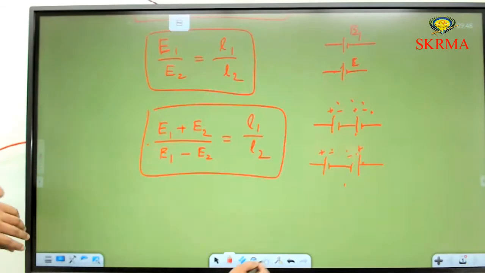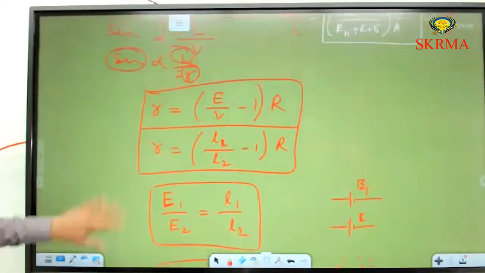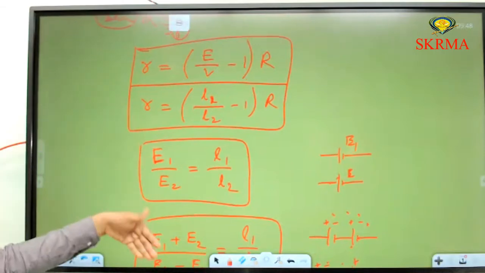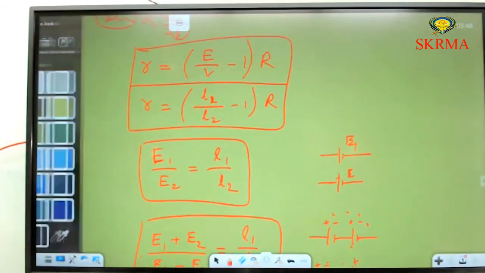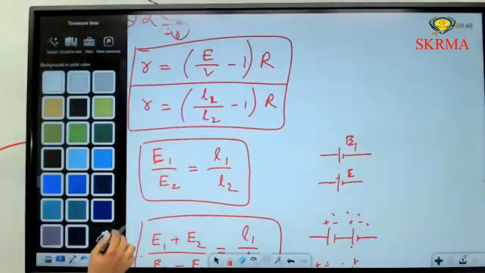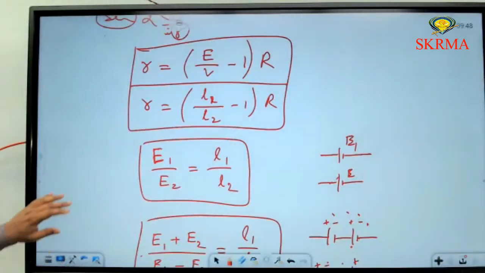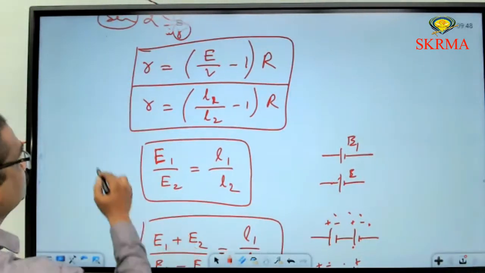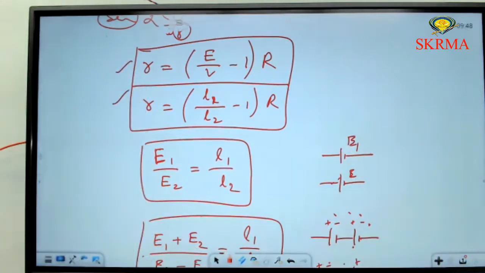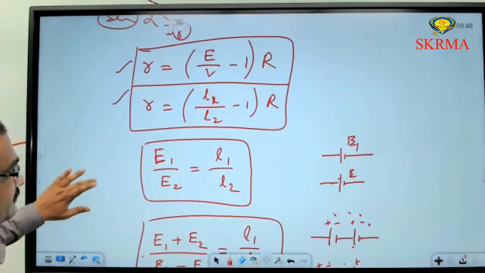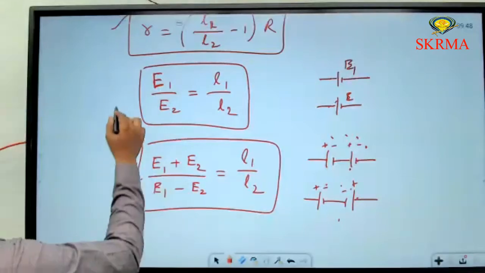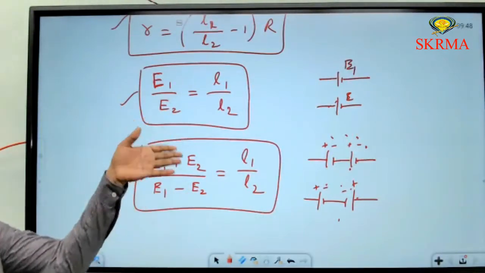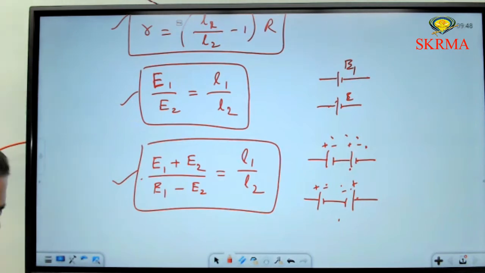What are the first case formulas? First case also has only two formulas. These are the formulas in the first case, and these two are the formulas in the second case. This one and this one are the formulas in the first case. Next, this one and this one are the formulas in the second case. Next, the last one.